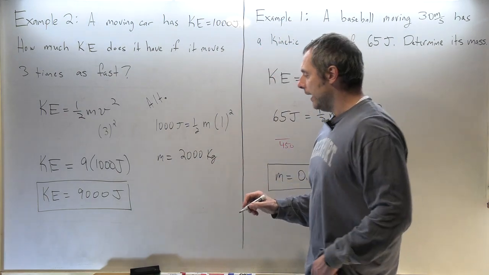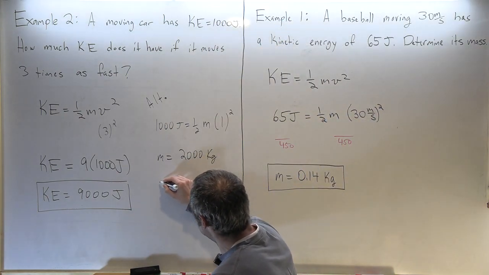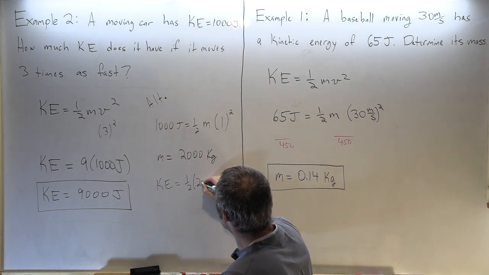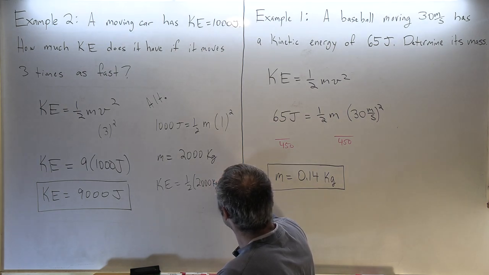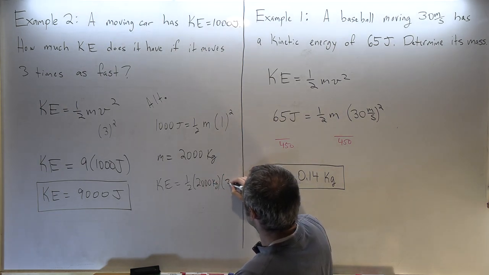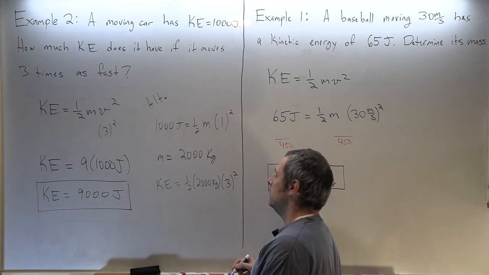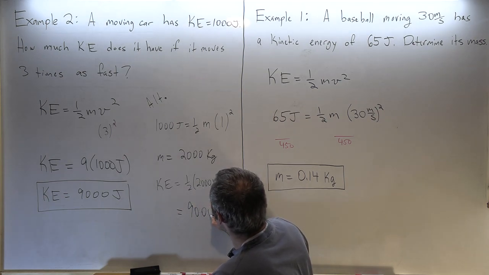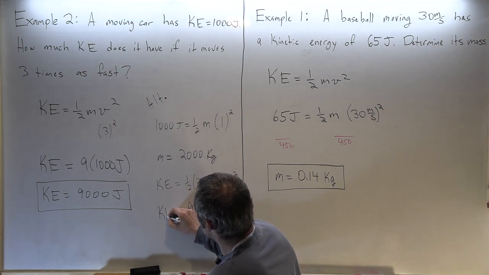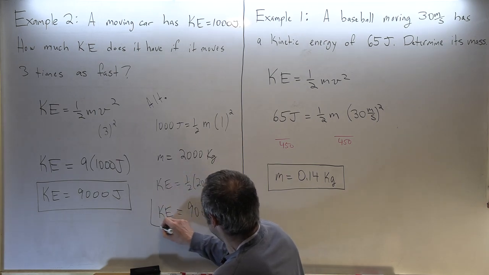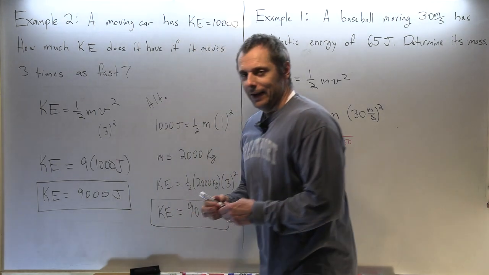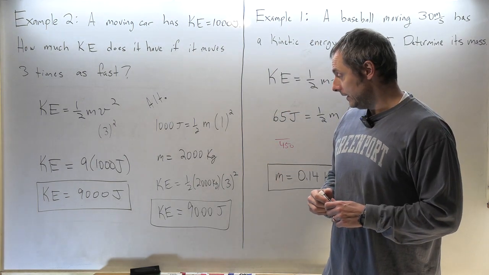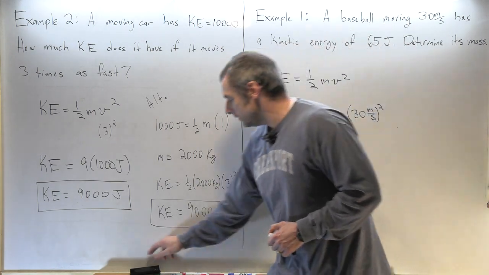And then once I have that, I could now use the kinetic energy formula again. 1/2, 2,000. And triple the speed is 3. And what I get is 9,000 again. So you see how it's more calculating, more effort to get the answer this way. But again, if that's what it takes for you to get the right answer, then do it and get the right answer. All right, so there's another example.